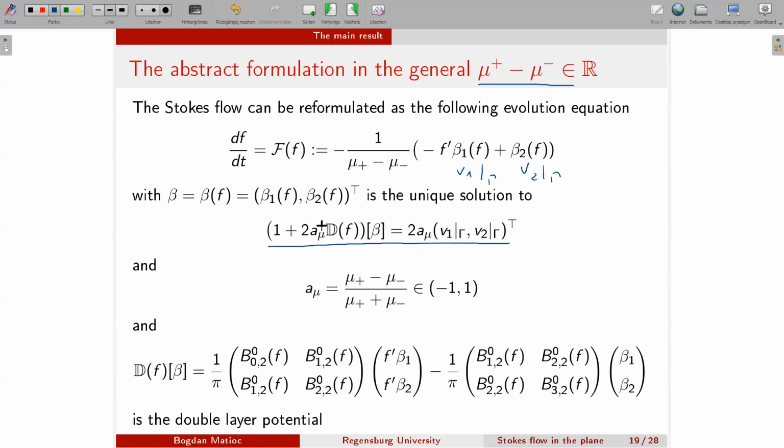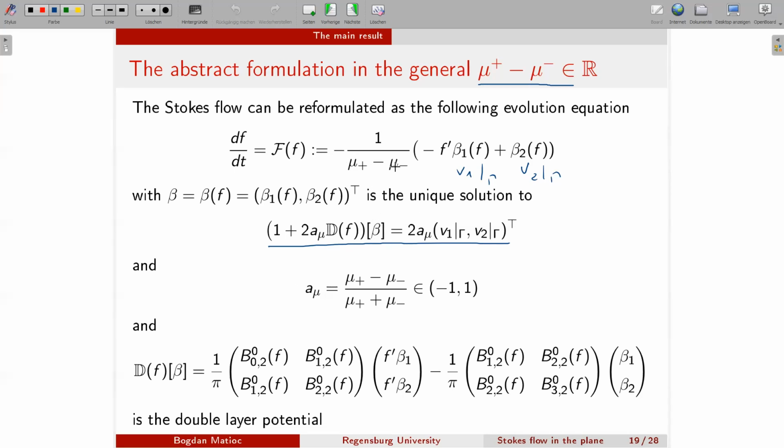And here d of f is a double layer potential for the Stokes equation and the graph gamma, and it's given by this formula. So again, it is expressed using these BNMO operators I mentioned before. A mu is this quotient, and v1, v2, this is not the velocity in this case, but these are simply these two formulas. So the right-hand side is known, explicit in terms of f, and then we have to invert this operator and then determine the beta as a function of f.